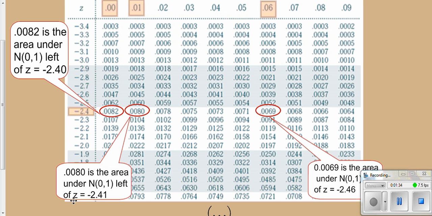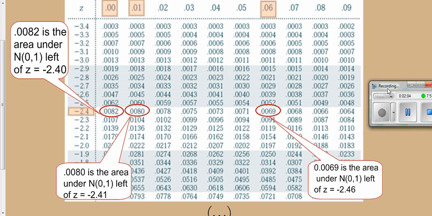If you had a z-score of negative 2.41, well, you still got to go to that negative 2.4. But since the second number after the decimal point is a 1, you got to go to the column at the top that says the second number after the decimal point is a 1. You come down that column, crossing that row, and you get 0.0080. That's the proportion of data that's less than whatever value would have given us this z-score.